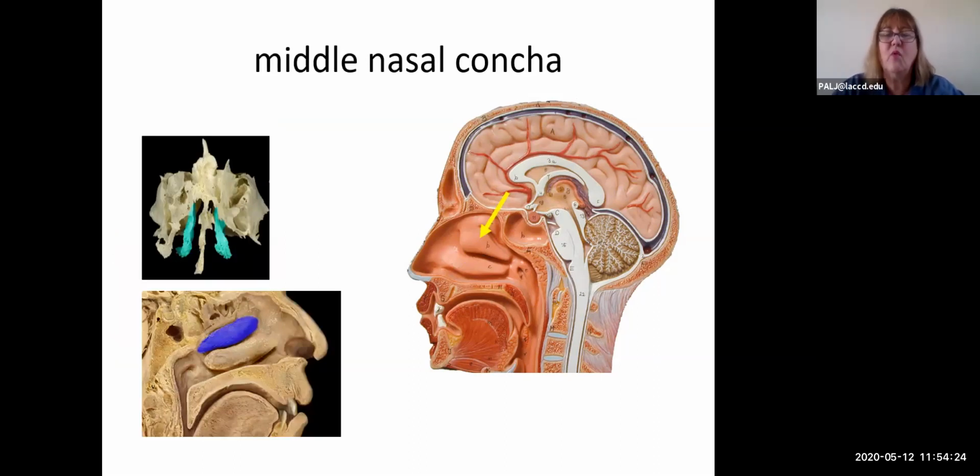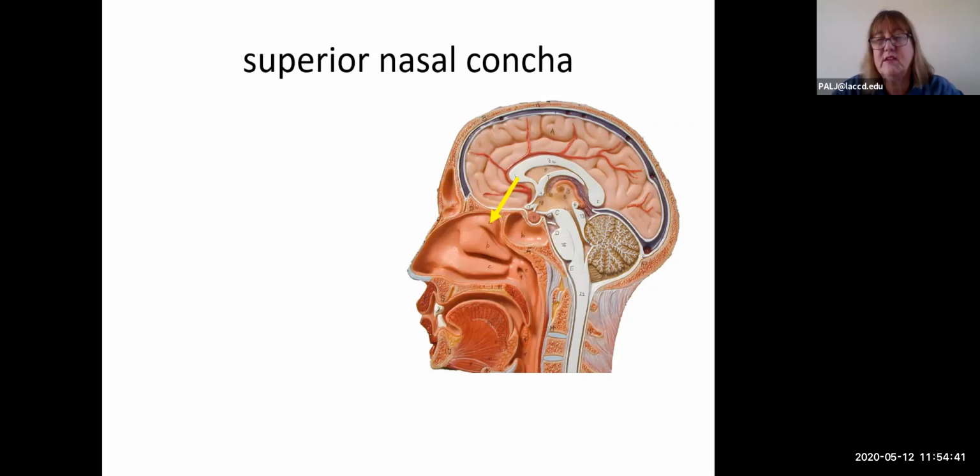And so, whereas the inferior nasal concha was its own separate bone surrounded by soft tissue, the middle and superior nasal conchas are actually portions of the ethmoid bone. So that's the middle nasal concha. Whoops, went the wrong direction. And right up there at the top, that's the superior nasal concha. So notice how much smaller that is up there.